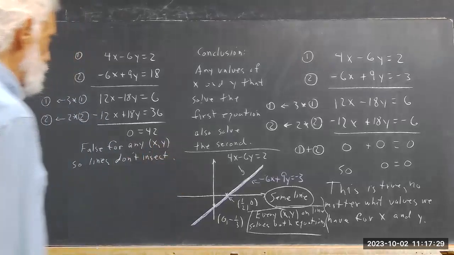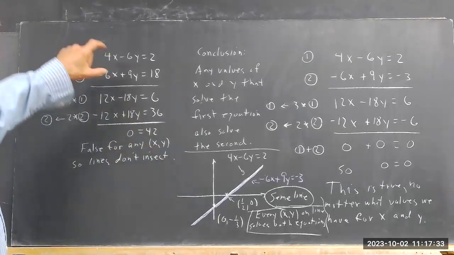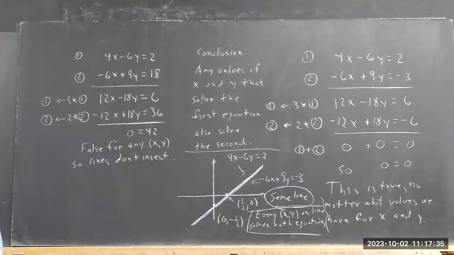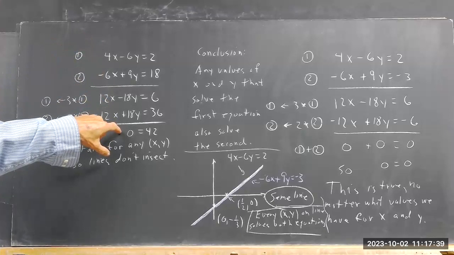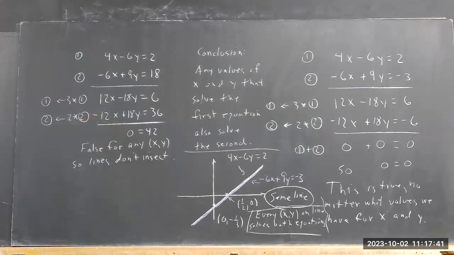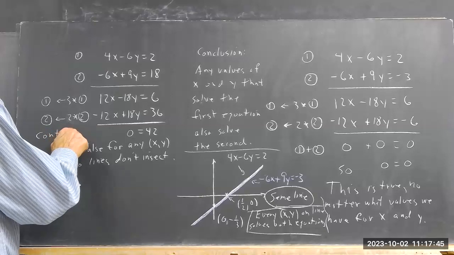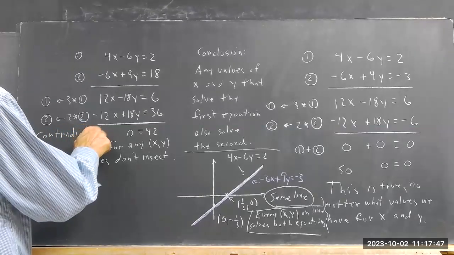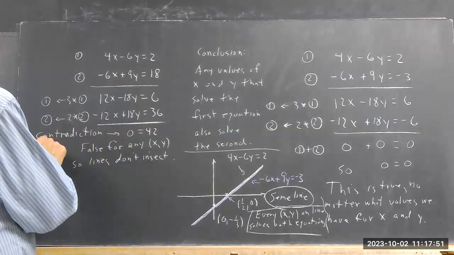So the lines don't intersect, because if they intersected, there'd be a point x, y that solved both of them. And it can't be, because these equations lead to a contradiction. So I'll write the word contradiction. Zero can't equal 44.